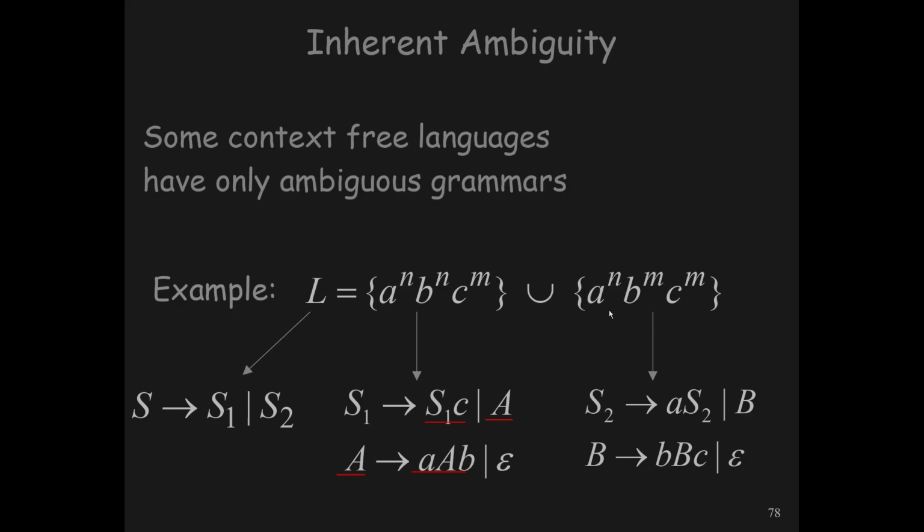Similarly, a^n b^m c^m. So S2 is the first phase, where you first generate some number of A's, as many as you want. Once you're done, you generate a B, and then the B generates bBc repeatedly, okay? So b, B, c, b, b, B, b, c, where the third B is capital, and so on until you're done, and then you're going to have empty, right?